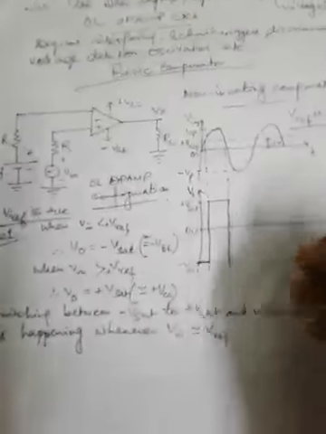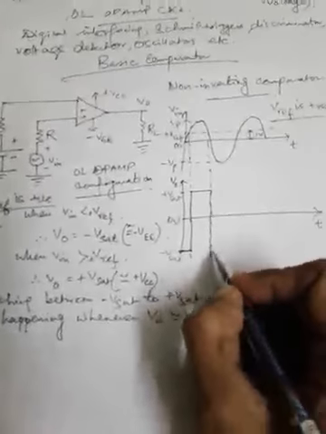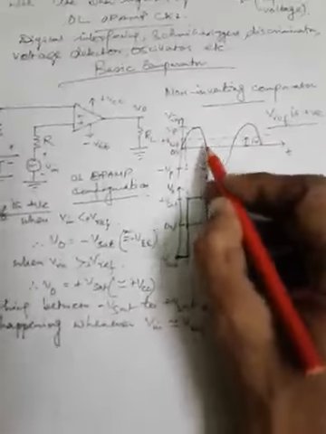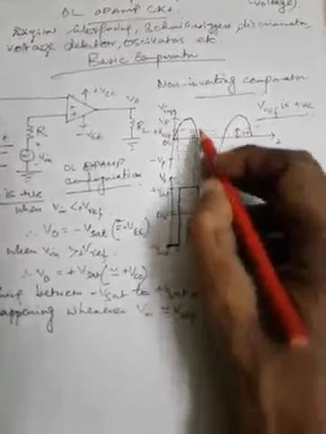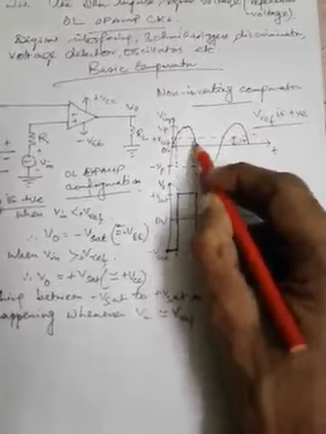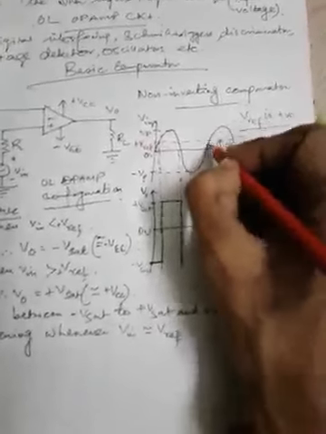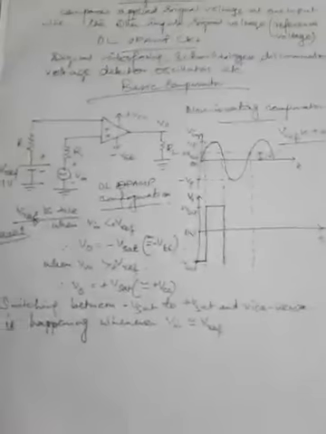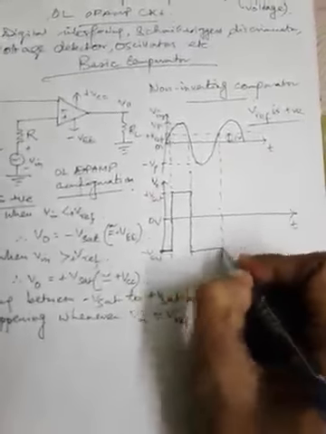So now let us complete the output waveform. Once again it has come down to here, and it will maintain this for the whole region where V in is less than plus V reference. During this whole part it will remain there as it is.